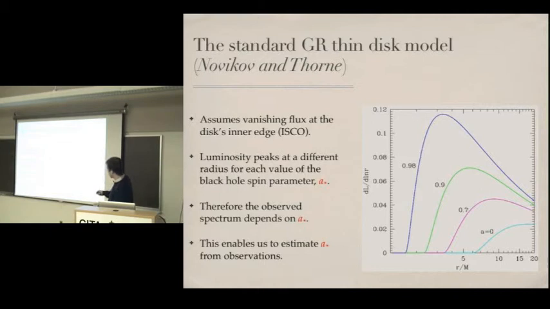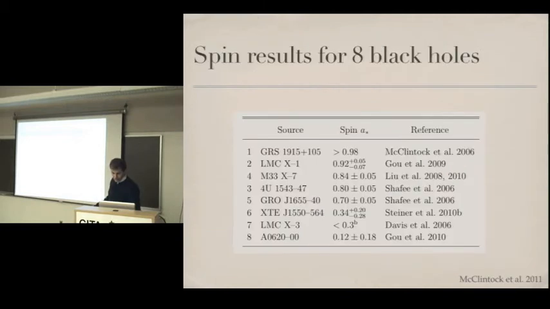And so if you know the mass of the black hole and its distance and the inclination of the disk using other means, then from an observation of the X-ray luminosity and spectrum, you can back out the spin of the black hole by fitting one of these Novikov and Thorne models. And this has been going on now for some years, and it's delivering results. So here are 8 galactic X-ray binaries harboring black holes, and here's the spin of the black holes that have been inferred using this method.